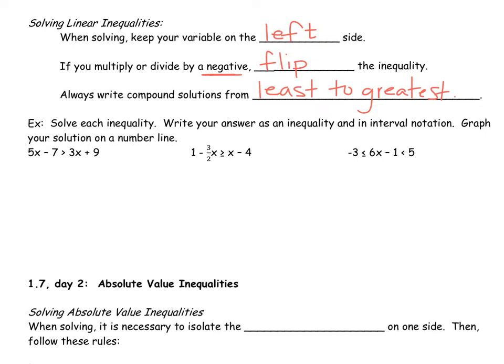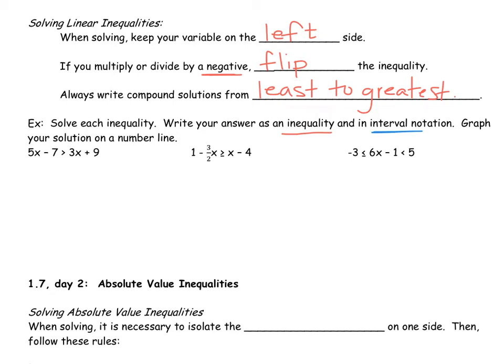You'll always have your smallest number on the left and the biggest number on the right. The last set of examples, solve each inequality. We're going to write our answers as an inequality and in interval notation, so we'll have two forms for our answer. And then we'll graph our solutions on a number line.